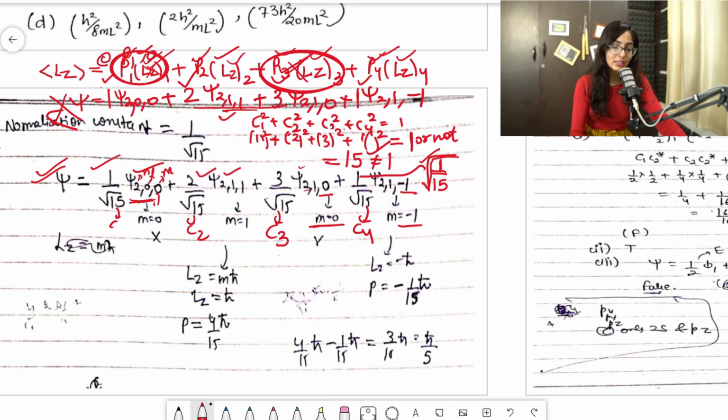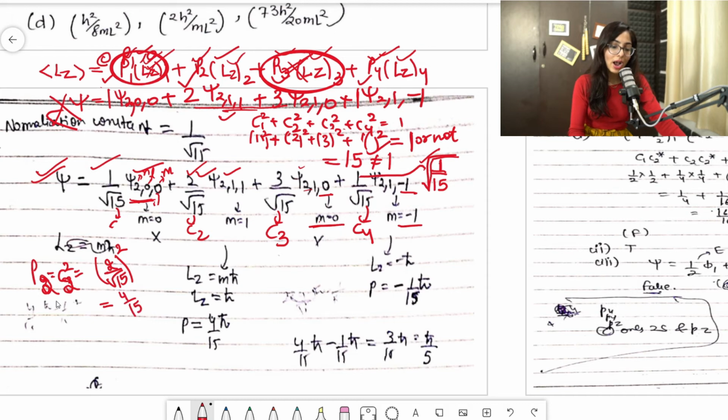So it is P3. So I will take P3 is equal to C3 square. That would be 3 by root 15. So, I'm so sorry, I have to take P2. So I will take P2 is equal to C2 square. So what is C2? That is 2 by root 15. So 2 by root 15 square will become 4 by 15.